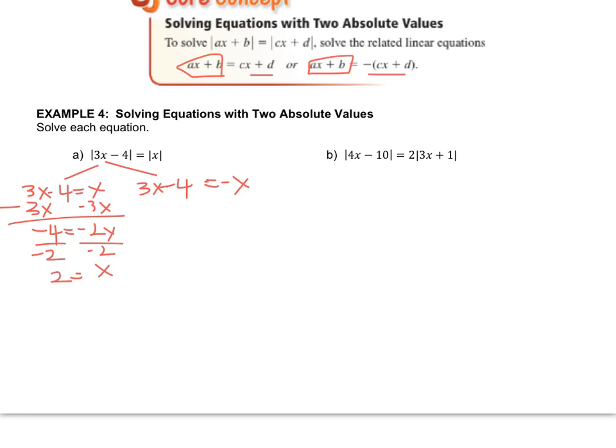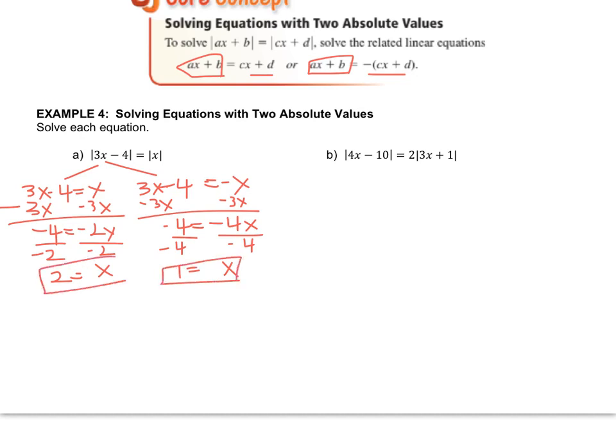For this one, if I subtract 3x, I get negative 4 is equal to negative 4x. So x is equal to 1. So those are my two possible values for x in letter A. So very similar to what we did in the other question. A little more complicated when we get to letter B, but it's the same technique. Either it equals the positive version or it equals the negative version of the absolute value.